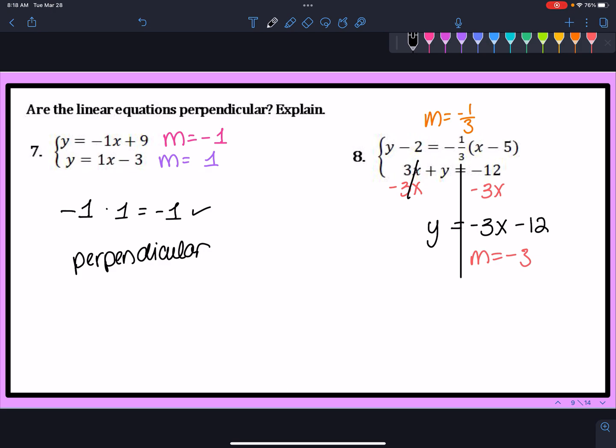If I do -1/3 times -3 over 1, because there is a 1 underneath this, I get -1 times -3 is +3, and 3 times 1 is 3. And this equals +1. So these are not perpendicular.